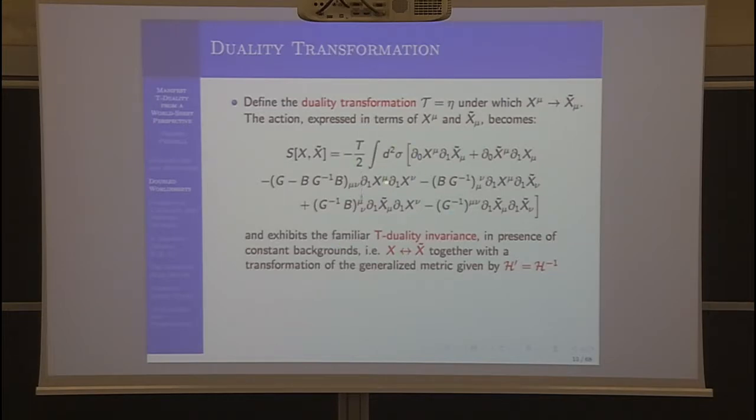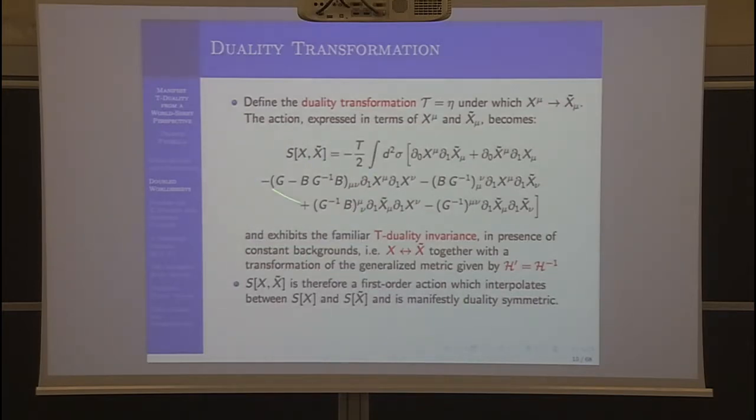That is to say that S is invariant under the exchange of X and X tilde, together with a suitable transformation of the generalized metric. So S with this action is therefore a first-order action which interpolates between S_X and S_X tilde, and is manifestly T-duality symmetric. And much work is still to do. I spoke with Seth some weeks ago here, how to find new examples of quantum consistent models of this kind.